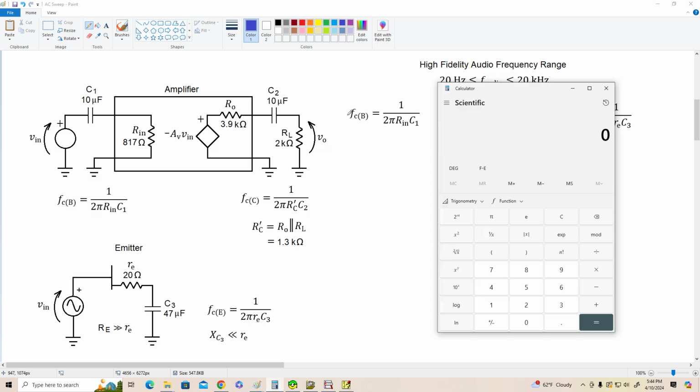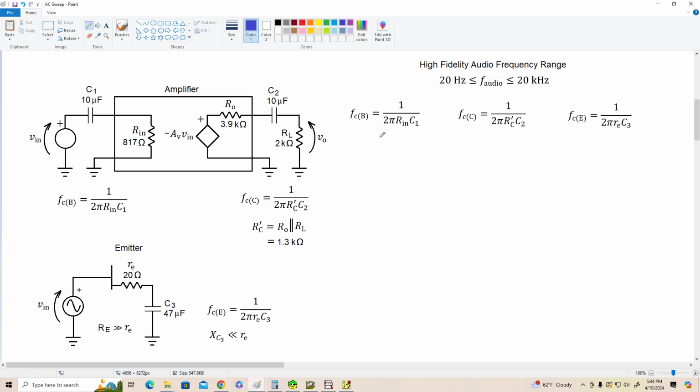So starting with the input, we've got 2 times pi times 817 ohms times 10 microfarads, and that gives us a critical frequency for this input high-pass filter of about 19 Hertz. All right, that looks good. If we're going to use this as an audio amplifier, a hi-fi amp, we'd need our response to go down to 20 Hertz, so this looks pretty good.